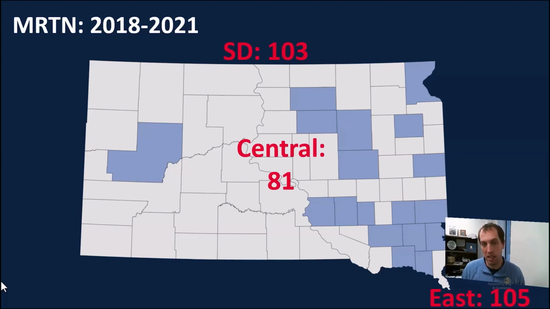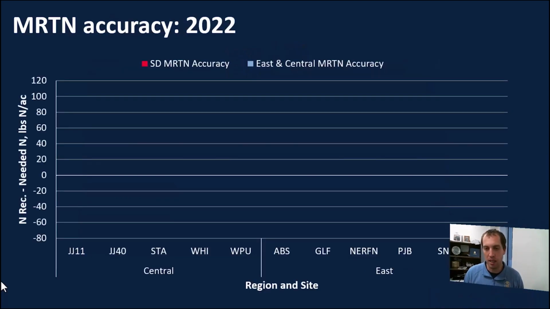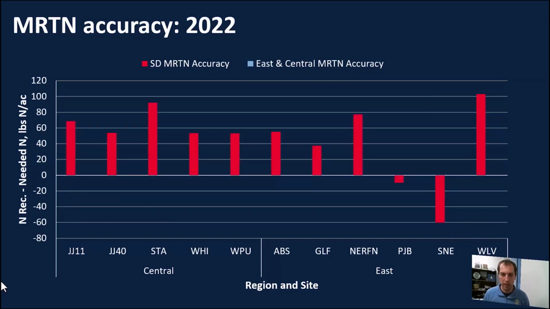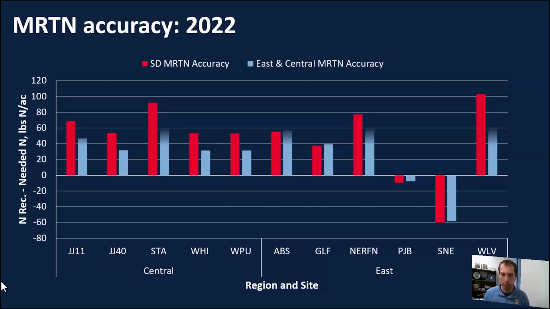So how accurate is that? We take 2018 to 2021 data, and we subtract it from the actual amount needed. We're going to look at this graph right here. Closer to 0 is better. Positive numbers are overestimations of nitrogen, negative numbers are underestimations. If we just use that South Dakota recommendation, we see generally an overestimation of around 40 to 60 pounds per acre. If we use east and central South Dakota, we want that line to get closer to 0.